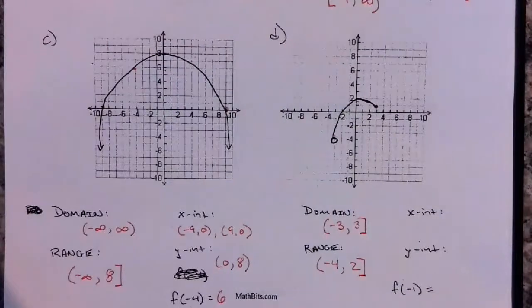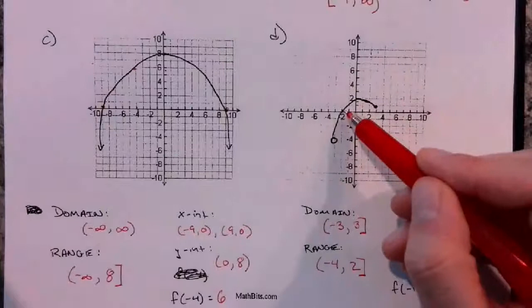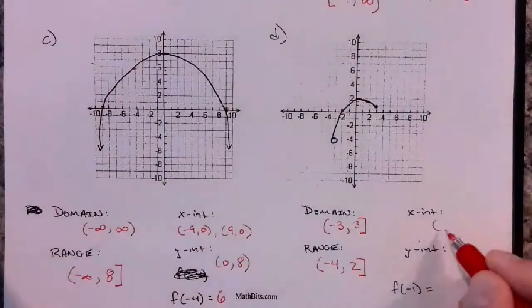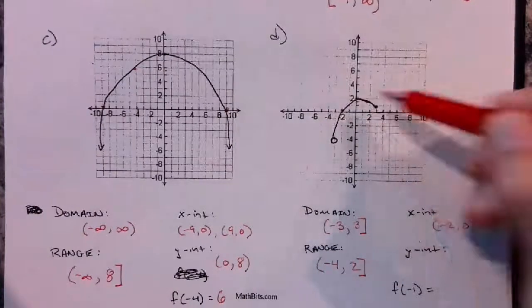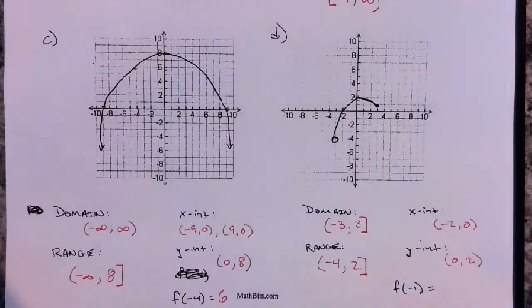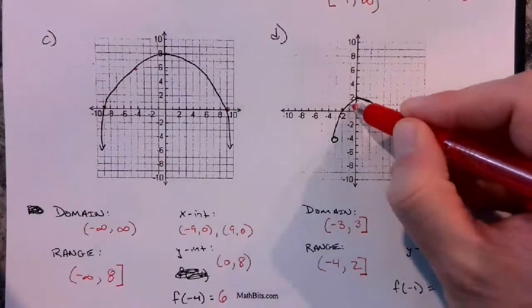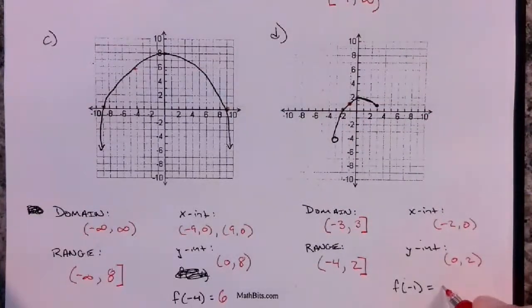For the x-intercept, where does it cross the x-axis? Well, the x-intercept here looks like it crosses the x-axis right there. The coordinates of that point, the x value is negative 2, the y value always 0 for the x-intercept. For the y-intercept, where does it cross the y-axis? Well, it crosses at this point here, which looks like it's at 0, 2. And f of negative 1, when the x value is negative 1, what's the y value? So here's the x value of negative 1, the y value looks like it's right there. So following that over, the y value there would be 1.